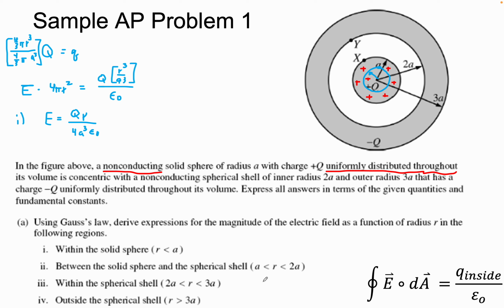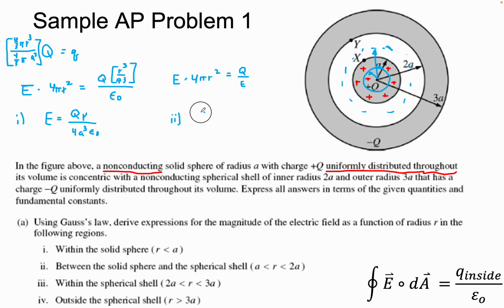For part 2, between. So when we're in between here, the total charge inside my Gaussian surface will just be Q. This becomes much simpler. Oh, I should draw my Gaussian surface, sorry. Here it is going to look like this. r is now coming out all the way to here. We're going to end up with electric field times 4 pi r squared is equal to the charge inside, which in this case is just Q, over epsilon naught.